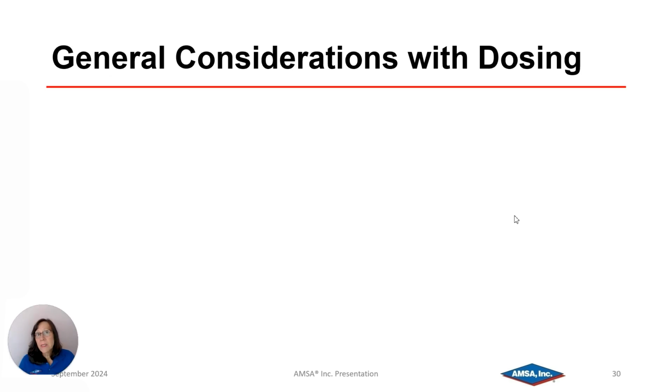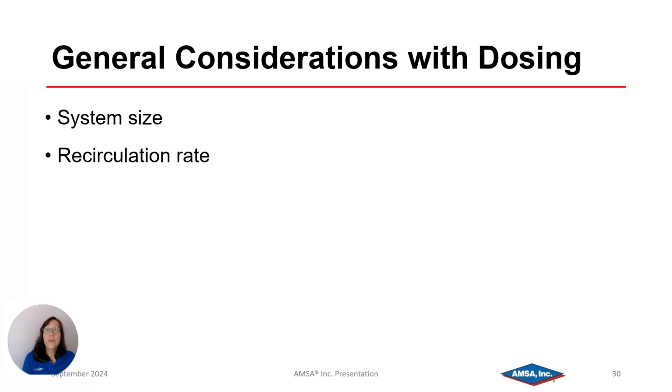When dosing AMSA BCP chemistry, consider what is the system size? What is the recirculation rate of the system? Again, thinking to get 2 to 3 circulations of the chemistry through the system in order to soak into the biofilm deposits and allow the action of biocide to be more effective.